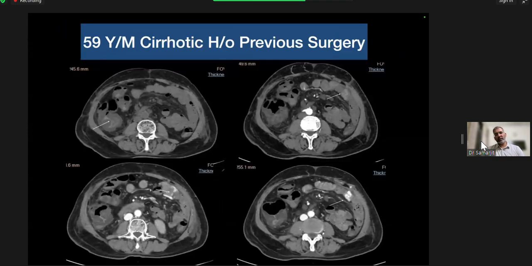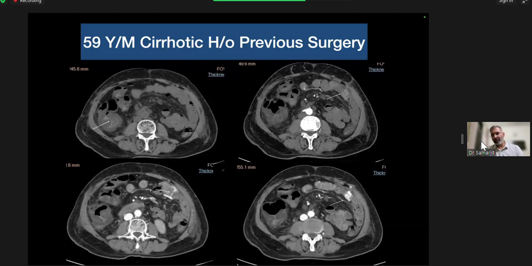So this is another patient who's 59 years old. He's a cirrhotic and had previous surgery. Any idea what this is? I'll just show you what I can see. There is blood in the colon, you can see this hyperdensity in the cecum, shown by the arrow.